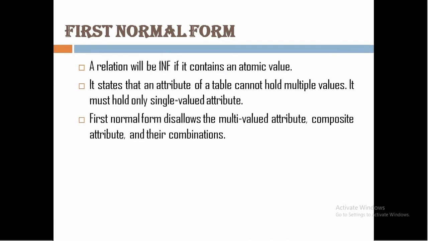Now, first normal form. A relation is in 1NF, or we can say first normal form, if the domain of each attribute contains only atomic value. It means atomicity is present in the relation. It states that an attribute of a table cannot hold multiple values. It must hold only a single value.